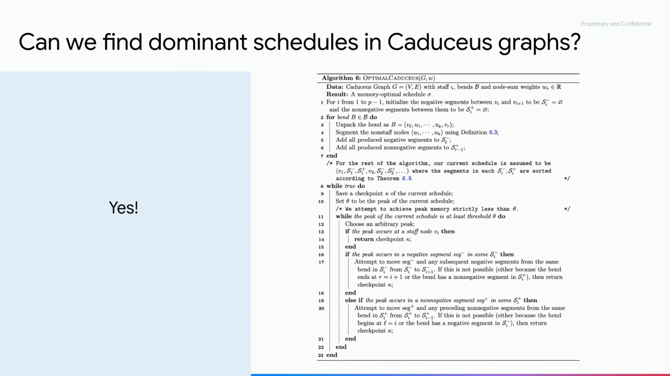Okay, great. So caduceus graphs. Can we find the optimal schedule in caduceus graphs? Finally, the answer is yes. Not super easy, but you can do it. The paper has the algorithm and the proof. So finally, we went through a lot of different graph families, and caduceus are easy enough that we can solve them.